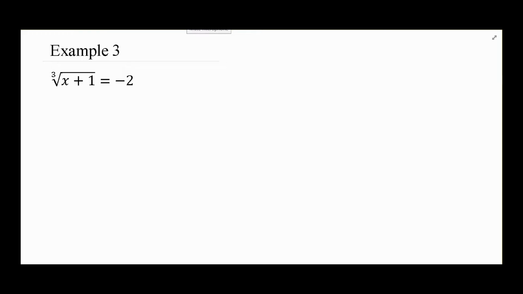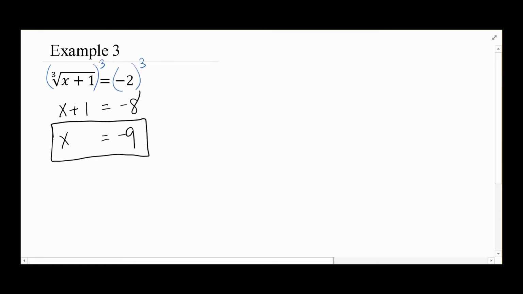Let's look at a cube root example. When we were dealing with square roots, we undid the square root by squaring both sides, so it should be reasonable to say that if I have a cube root, I probably want to cube both sides. And sure enough, that's exactly what we're going to do. When I cube both sides, I end up with just x plus 1 on the left, and negative 2 cubed gets me negative 8. Now I subtract 1 to the other side, and I get negative 9.